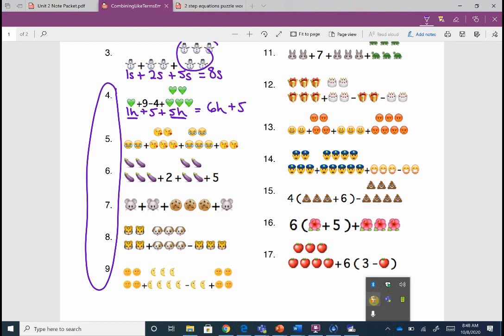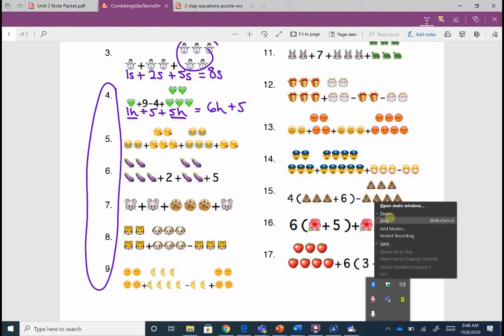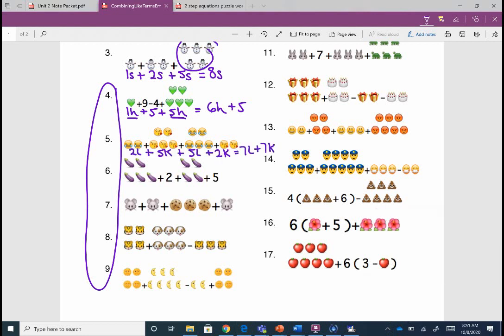In number 5, guys, if you use different variables than I did, that's okay. I used L for laughing and K for kissing. Doesn't matter what you use.